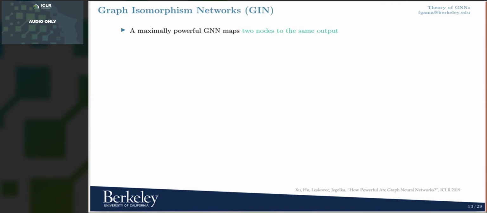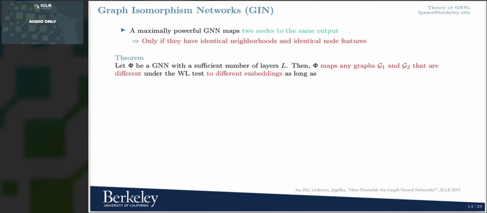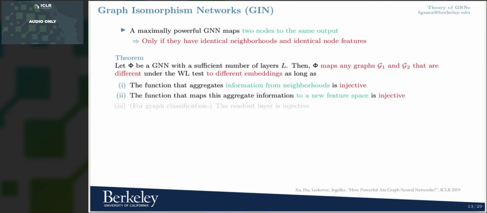So essentially, a maximally powerful GNN maps two nodes to the same output, the same embedding, only if they have identical neighborhoods and identical node features. The authors formalize this in the following theorem. Let phi be a GNN with a sufficient number of layers L, then phi maps any graphs G1 and G2 that are different under the Weisfeiler-Lehman test to different embeddings, as long as, first, the function that aggregates information from neighborhoods is injective, and second, the function that maps this aggregate information to a new feature space is injective as well. So, as we can see, the authors found out that injectivity is the key to obtain a maximally powerful GNN.